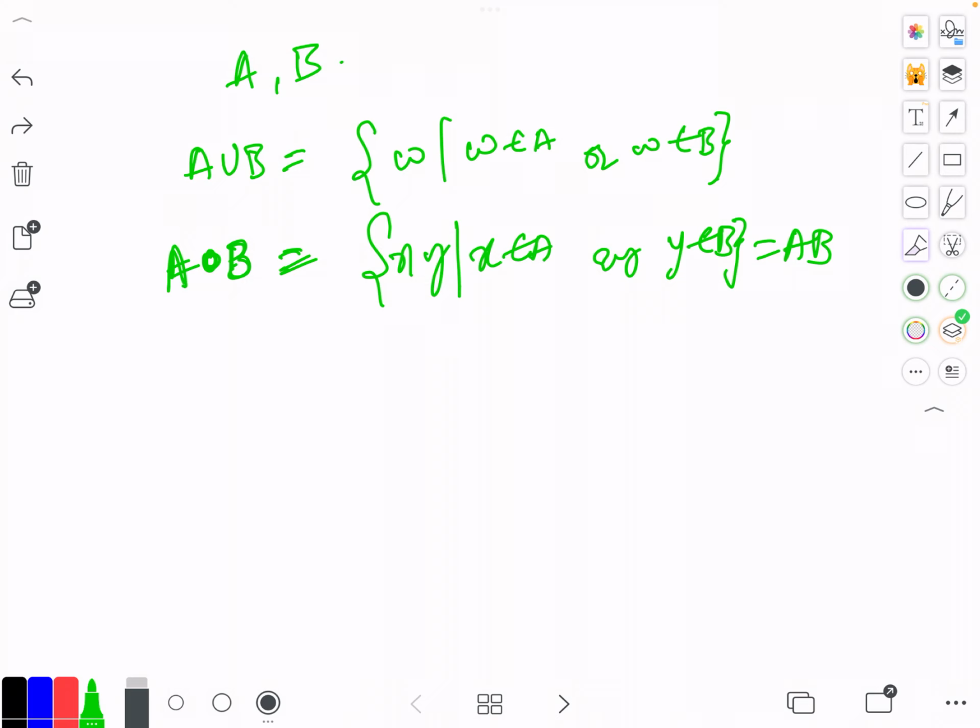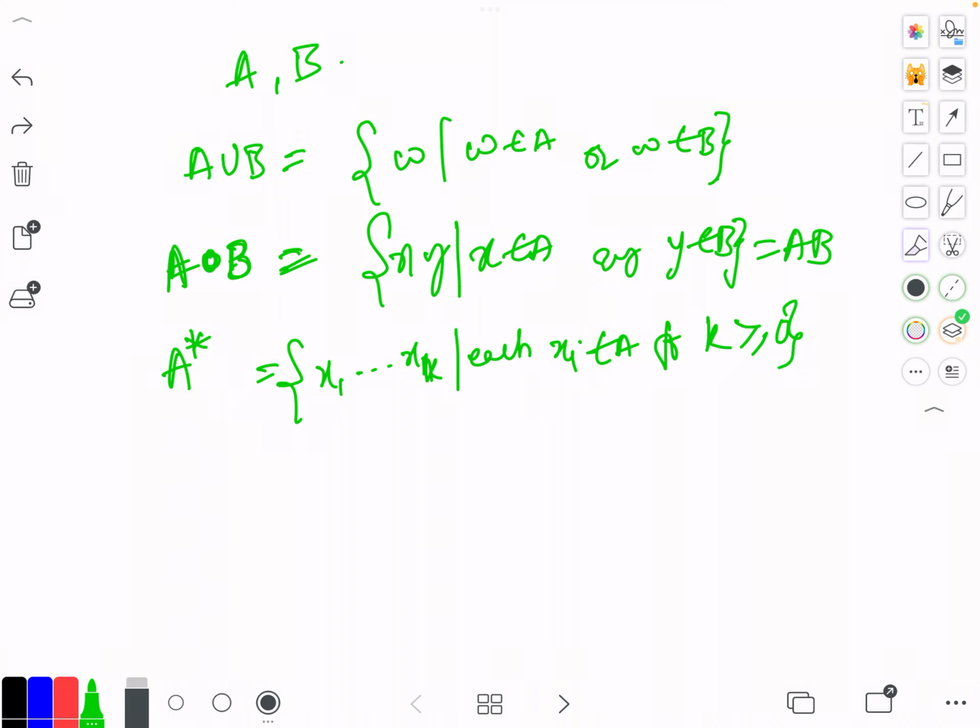Then there's another operation in regular expressions, A star, which is equal to x1 to xk, where each xi belongs to A for k greater than or equal to 0. One thing to note here is the epsilon value which we have already looked at. It always belongs to A star no matter what. Hope you got this.